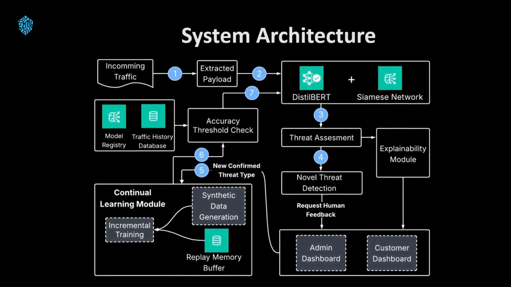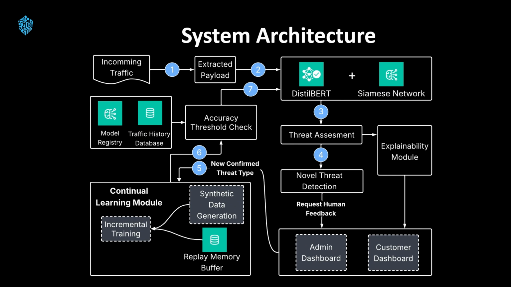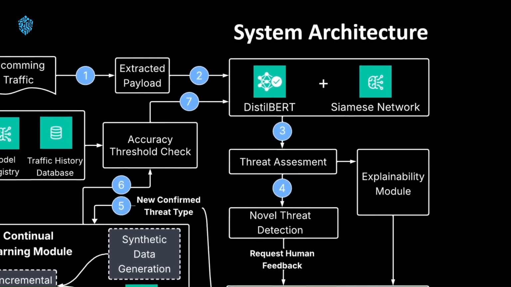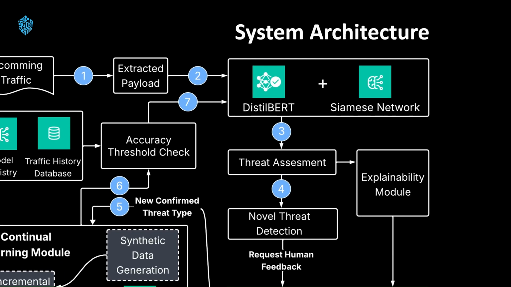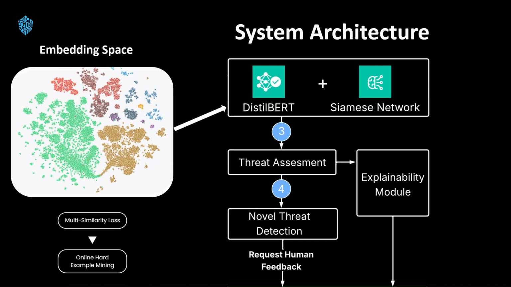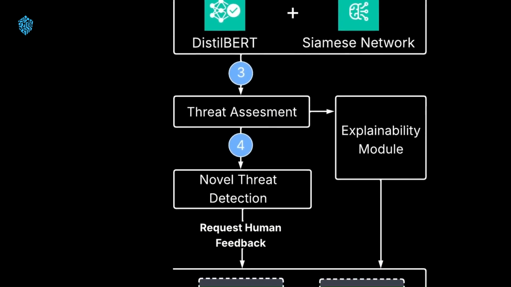Now, let's zoom into that inspection service and see how the core architecture works. First, incoming traffic is captured and the payload is extracted into a model-friendly format. This extracted payload is then passed into our AI detection engine, which combines DistilBERT with a Siamese network. DistilBERT helps understand the semantic meaning of the payload, while the Siamese network compares the payload against learned attack patterns in the embedding space. For the final model, multi-similarity loss was selected, reaching around 97.8% accuracy while maintaining well-separated attack embeddings. After classification, the result is passed into the threat assessment layer.